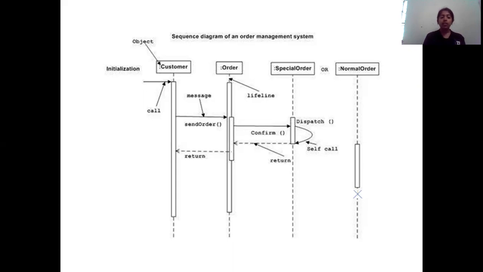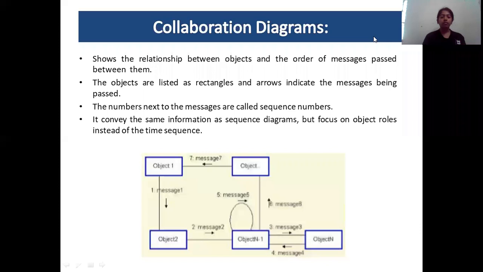It is important to understand the time sequence of message flows. The message flow is nothing but a method call of an object. The first call is send order, which is a method of the order object. The next call is confirm, which is a method of the special order object, and the last call is dispatch, which is a method of the special order object. The diagram mainly describes the method calls from one object to another, and this is also the actual scenario when the system is running.